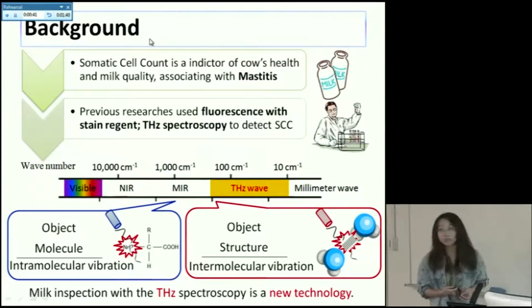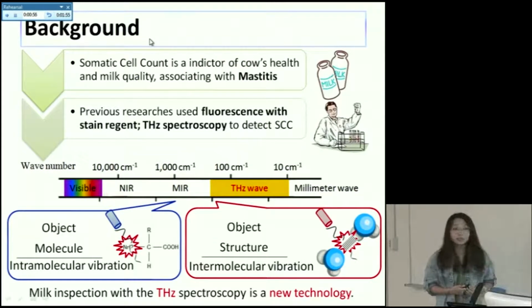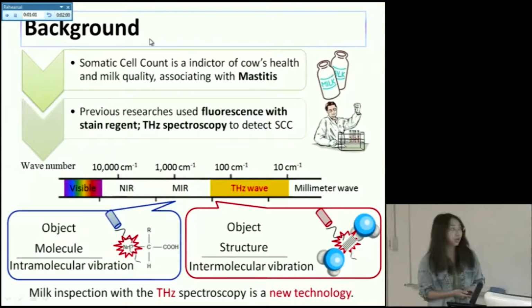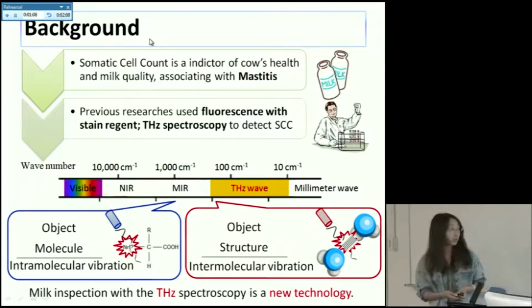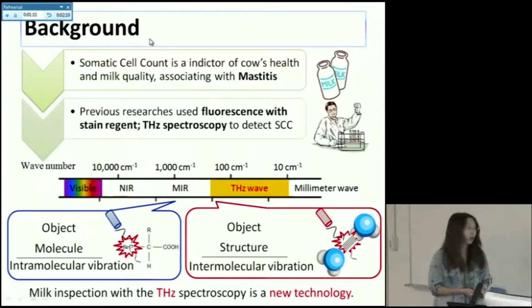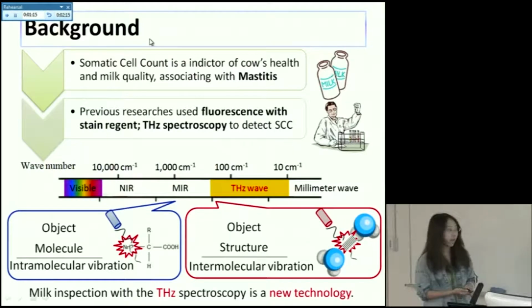So previous researchers used fluorescence with stain reagent to detect SCC, but it is very time-consuming, expensive, and not an easy method for real-time monitoring of milk quality. Based on that, a later researcher in our lab investigated the terahertz spectroscopy method to detect the SCC value, and in his study, he showed a potential result. Now I will talk about the difference between terahertz spectroscopy and the mid-infrared region.